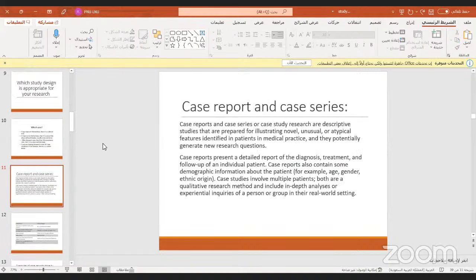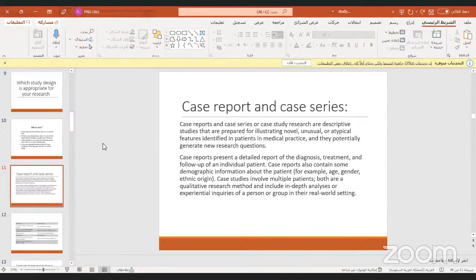I'm going to start with the case report and case series. Case report and series, the case study research, are descriptive research prepared for illustrating novel, unusual, and atypical features identified in patients in medical practice. So potentially, they generate new research questions. Sometimes case reports present a detailed report of diagnosis, treatment, and follow-up of an individual patient. Case reports also contain some demographic information regarding the patient under study, for example, age, gender, and ethnic origin.